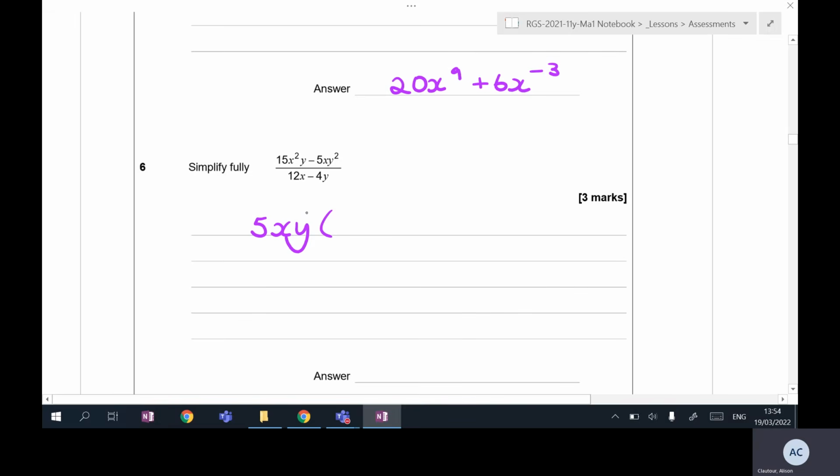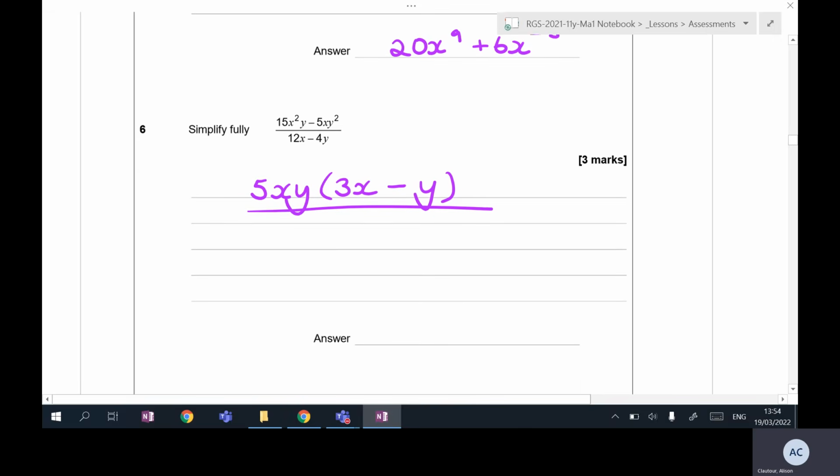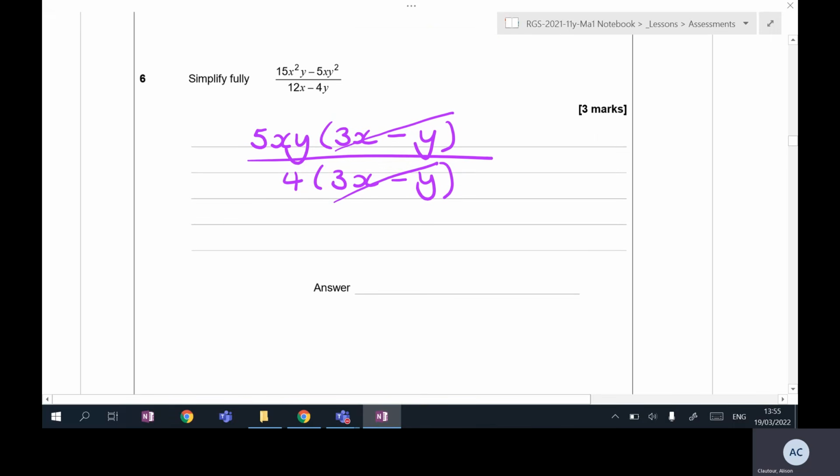So that leaves me with 5 times 3 for 15, x times x for x squared, and I've already got the y. And then for the next one, I've already got the 5, I've already got the x, so I just need to multiply by y to get y squared. If we do the same for the denominator, so if I look at my numbers, I can take out a 4, and there's nothing else I can take out that's in both terms. So it's going to give me 3x minus 1y. And I've then got a factor of 3x minus y on the numerator and the denominator. So they can both be cancelled out. And I've got 5xy over 4.